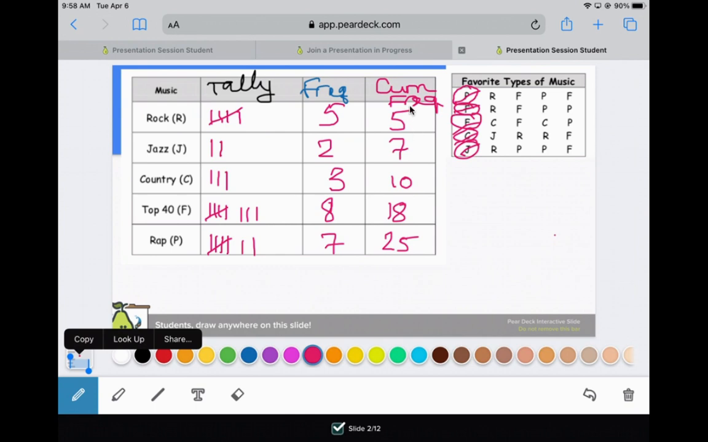For this one right here, say cumulative frequency. I'm going to write it right here. Cumulative frequency, okay?